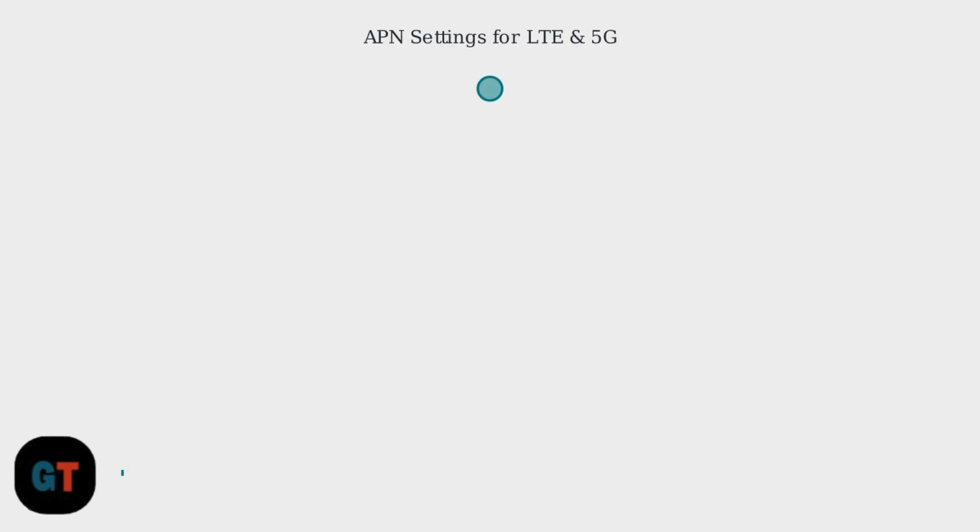A primary focus is APN, or access point name, settings, which are critical for LTE and 5G connectivity. APN acts as the gateway connecting your device to the internet via Cricket's network. Incorrect APN configuration is a leading cause of data failures, as it prevents proper data routing.